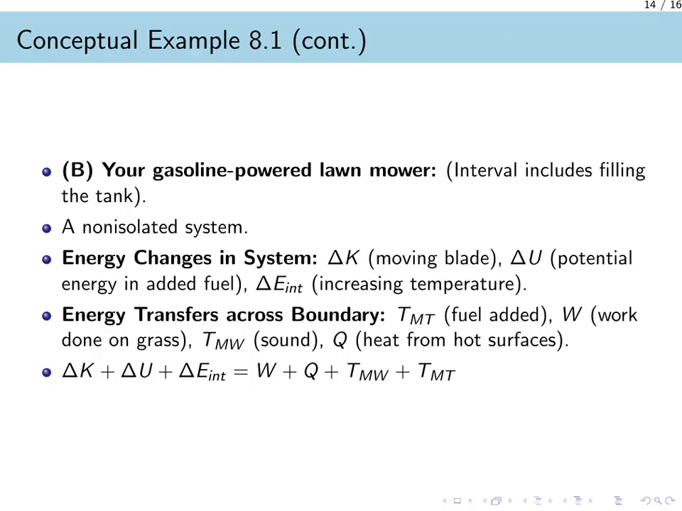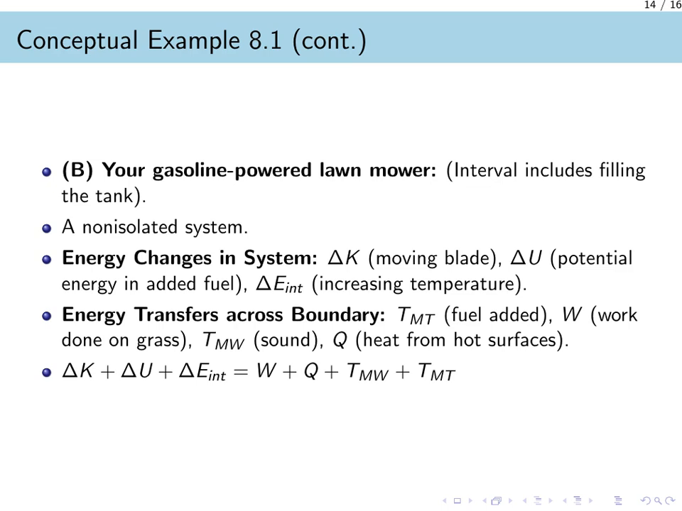Let us walk through one final conceptual example: a gasoline-powered lawnmower. We will define the system as the mower itself, and our analysis includes the process of filling the tank. This is clearly a non-isolated system. First, let us look at the changes in energy stored inside the system. The blade is moving, so there is a change in kinetic energy, delta K. We added fuel, which contains chemical potential energy, so there is a change in potential energy, delta U. The engine also heats up, so there is a change in internal energy, delta E sub int.